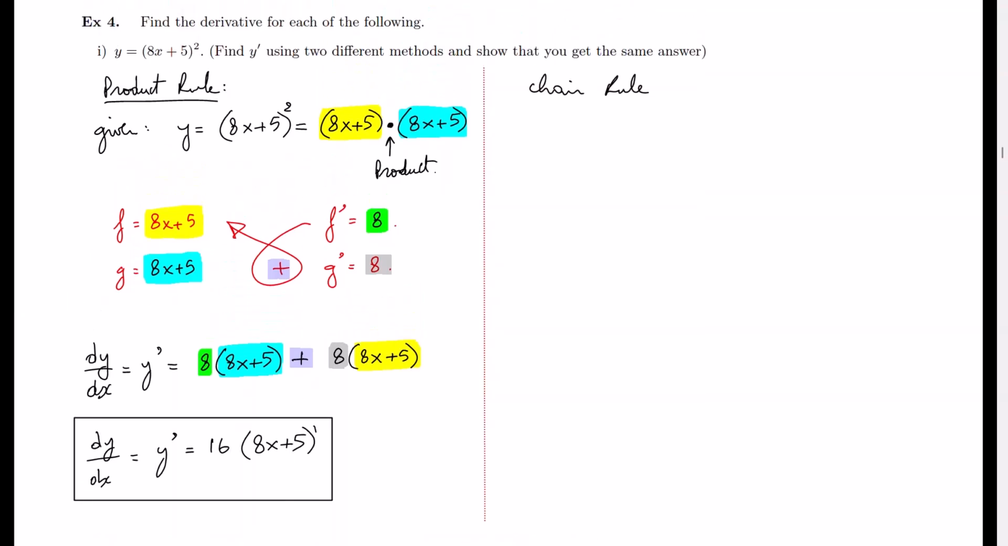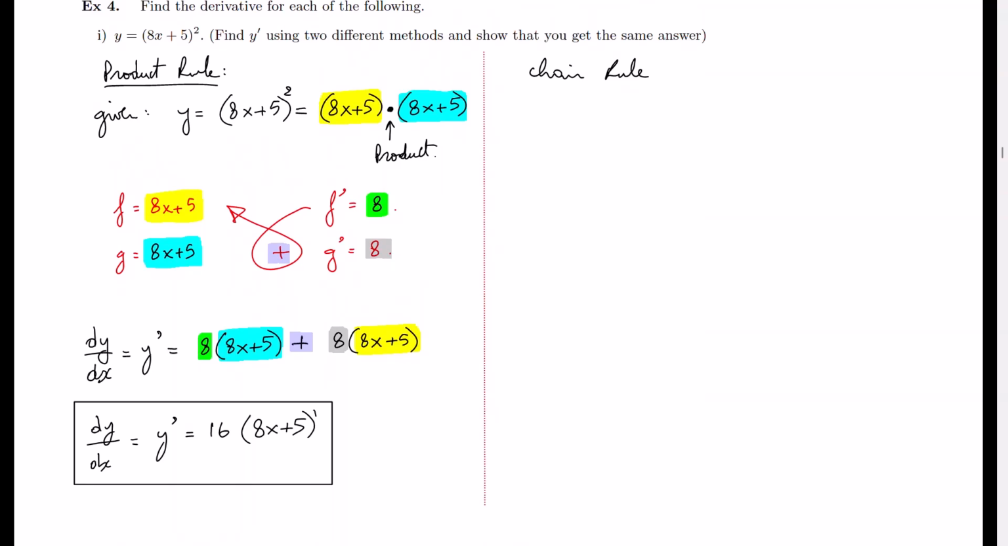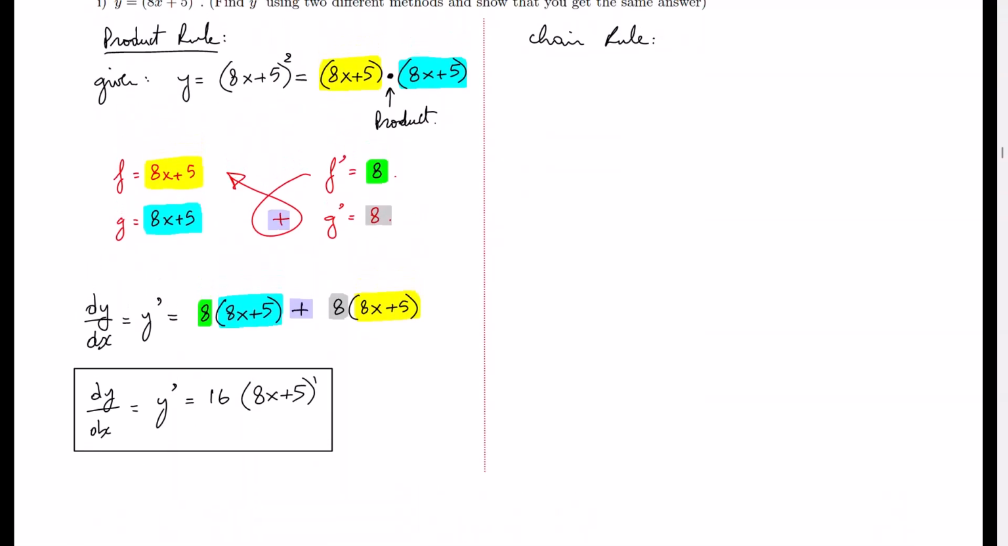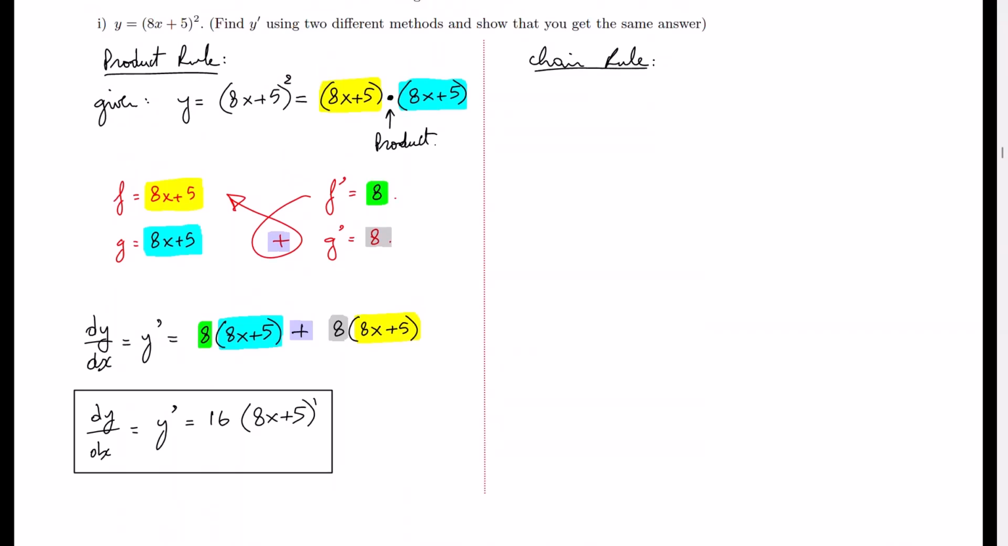So as you can see, it's not terribly difficult to do the problem using the product rule, but it turns out that there's a faster way called the chain rule. So again, I wanted to repeat the problem, and again, I am given the function y equals (8x + 5) with exponent 2. And I'm noticing that there's a base that has a power. So I'm going to apply the general power rule.